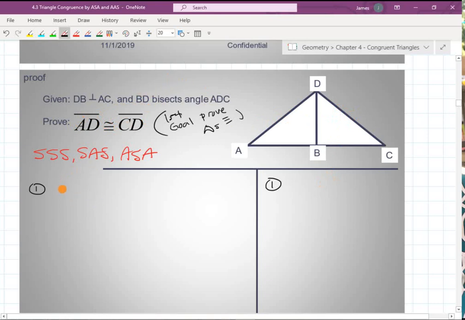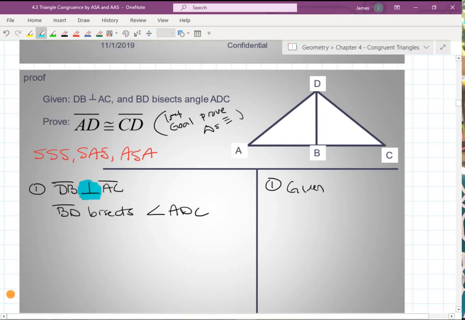and talk about our given information here. So it says DB is perpendicular to AC. And they also say that BD bisects angle ADC. Okay. Would you guys consider that symbol a vocabulary word? Okay, if that's a vocabulary word, what does that generate for us?